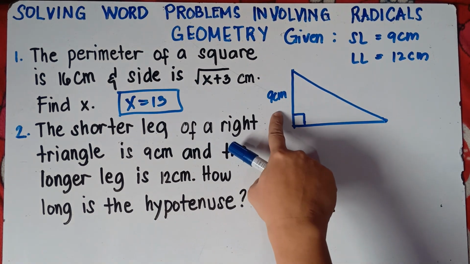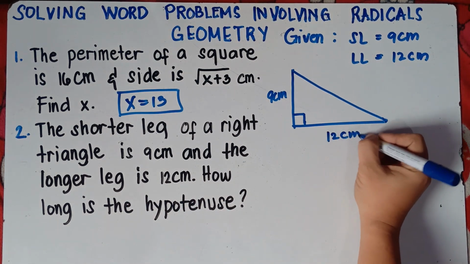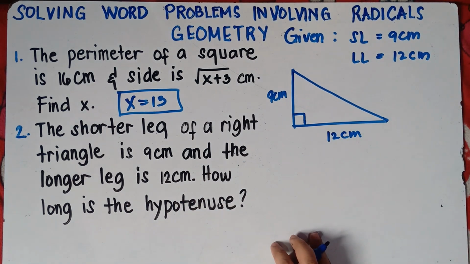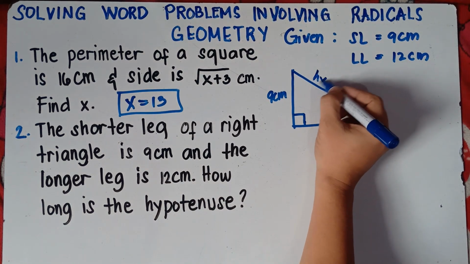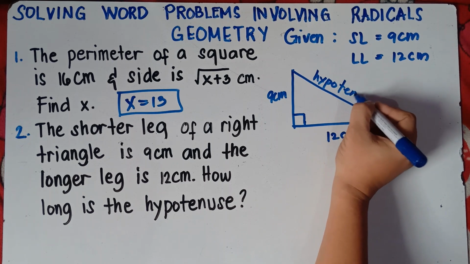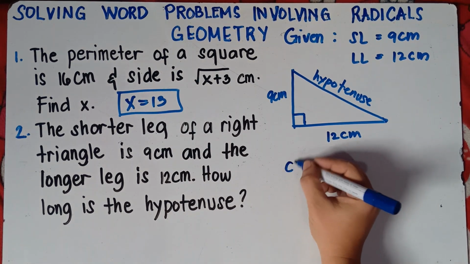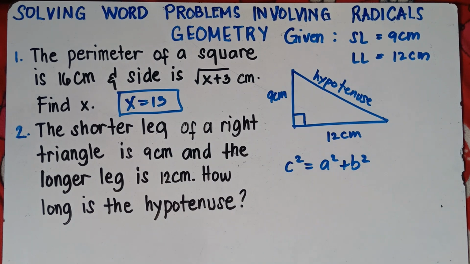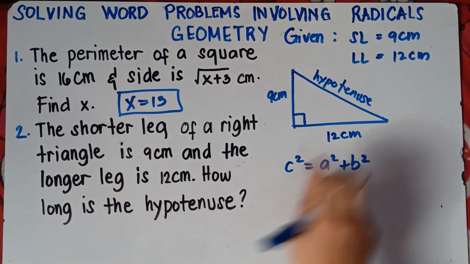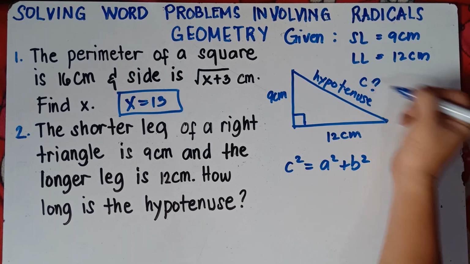So the shorter leg is 9 centimeter and the longer leg is 12 centimeter. And you are told to find the hypotenuse. The hypotenuse, class, is the longest side. So this will be the hypotenuse. To get the hypotenuse, the formula is c squared equals a squared plus b squared. The c here is what we call the hypotenuse. The hypotenuse is always the c value.